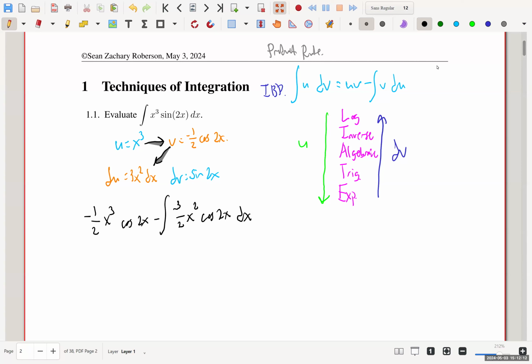And when you do parts again, on a question where you have to do it multiple times, you make similar looking choices. So should I choose u to be cosine 2x in this case? No, because you'll get right back to where you started. You've made no progress. So in this case, you want to select u to be equal to x squared. Similar looking choices, and then you keep going.